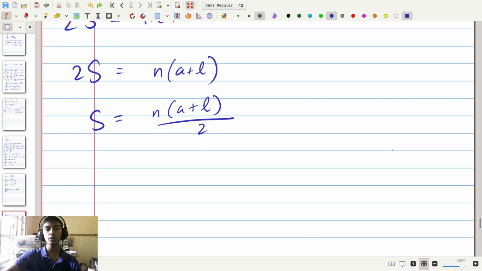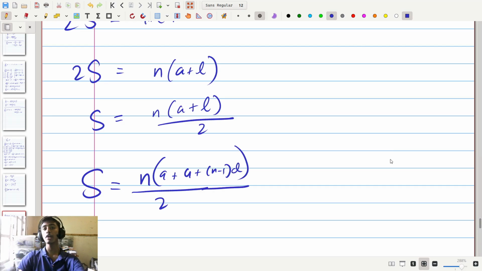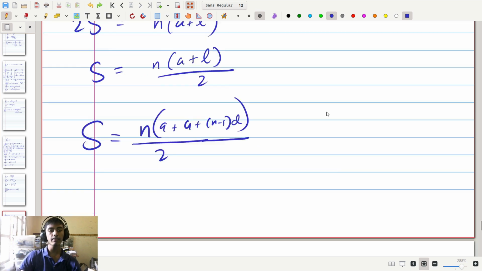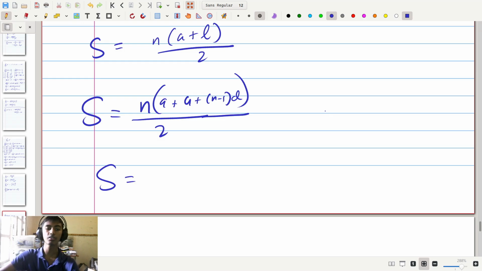Therefore, we could go back into this formula here and substitute L for a plus n minus 1 times d. Doing so, we can see that this sum is also equal to n divided by 2 times a plus the value of L, which is going to be a plus n minus 1 times d. So this is also a valid formula for the sum of an arithmetic series. It's just that in this formula, we only have a and d. If we clean this up, we can add these two a's together, leaving us with just S equals n times 2a plus n minus 1 d, divided by 2.